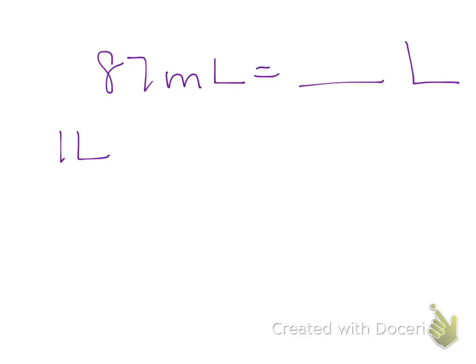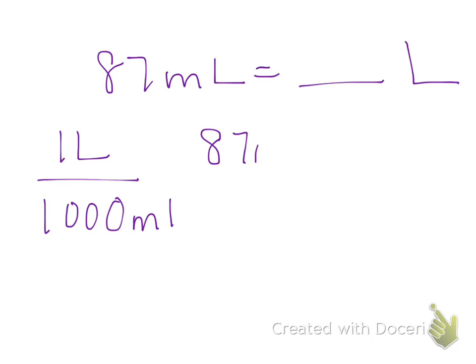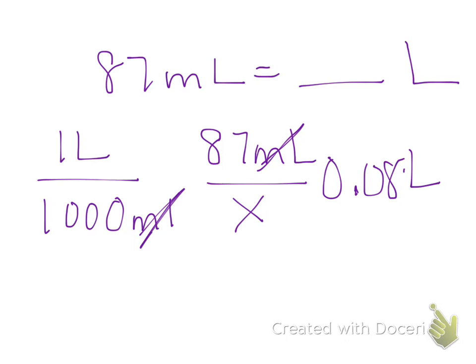Number 17 is 87 mLs equals how many liters? So how many mLs are in a liter? There's 1,000 mLs in a liter, so you're going to set it up the same way. 1 liter, 1,000 mLs, and you can put your 87 up here over x, and cross that out, and you cross that out, the mLs, so with liters, and you multiply that and end up with 0.087. Okay?